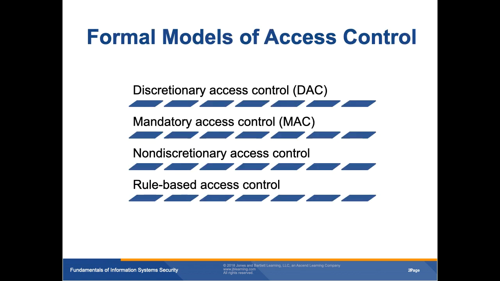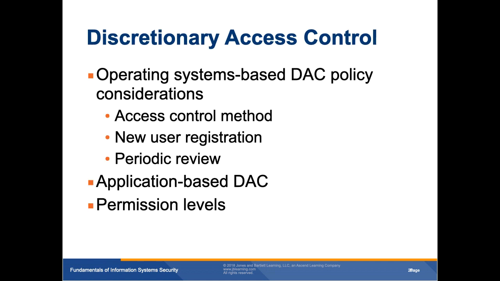Formal models of access control: discretionary access control (DAC), mandatory access control (MAC), non-discretionary access control, and rule-based access controls. The first one, discretionary access control, is a means of restricting access to objects based on the identity of the user and/or groups to which they belong. The controls are discretionary in the sense that a user with a certain access permission is capable of passing that permission on to any other user, right?